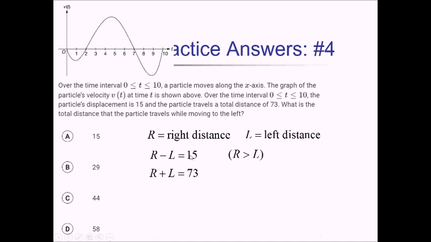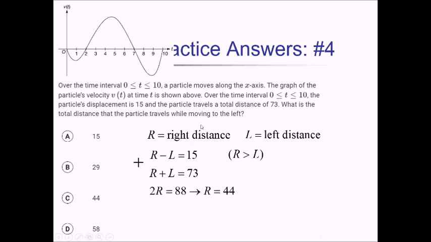So we have displacement versus total distance. In one, the distances are working against each other. In one, they're working together. This gives me a system of equations I can now solve. In fact, this would be a very quick one to solve if I just added these equations together. That would cancel out the L's, leaving me with 2r equals 88. So that means that my right moving distance has to be 44.